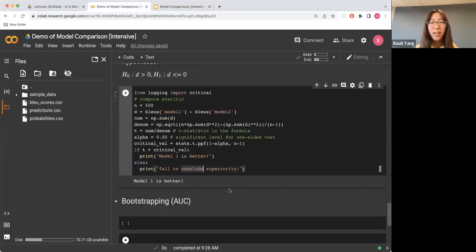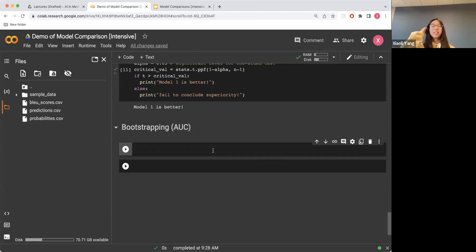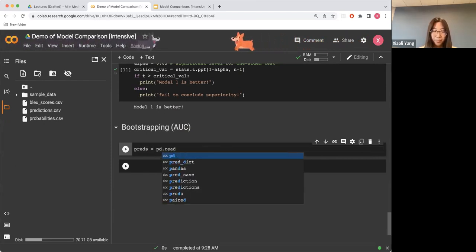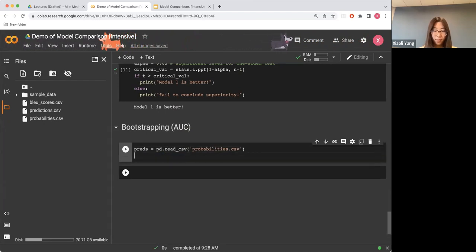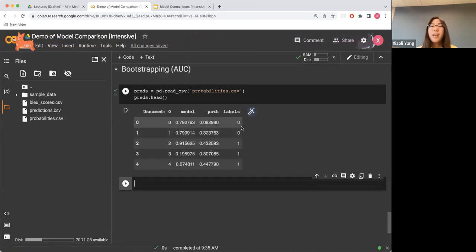Let me switch the screen again. Give me a second. Okay, we are back here again. This time we are doing bootstrapping. First of all, let me load the data set I created again. Recall that we were dealing with AUCs.